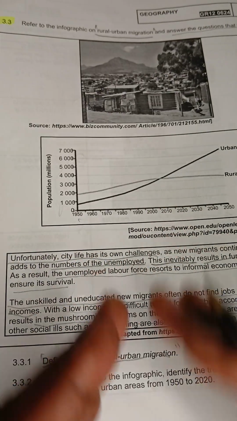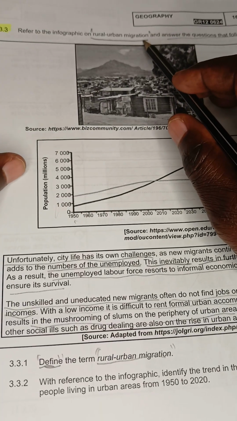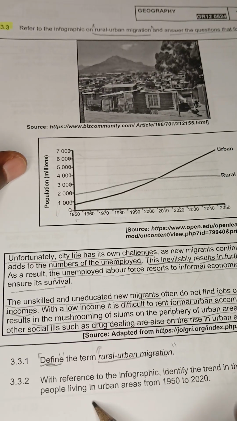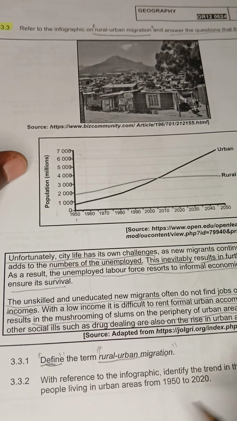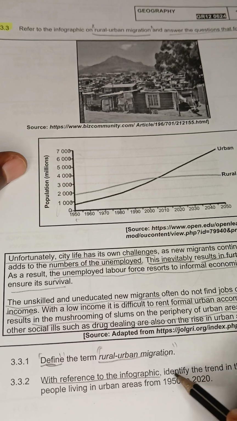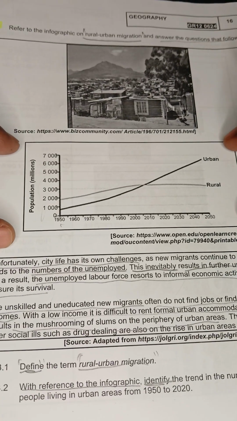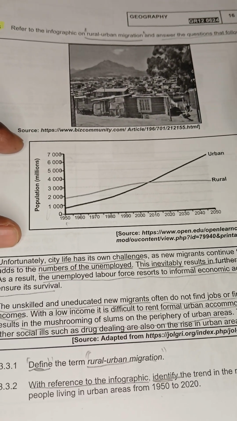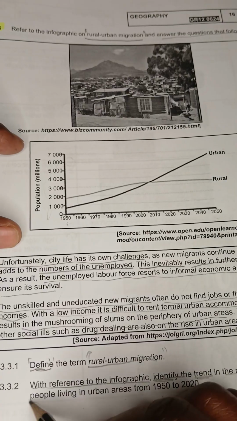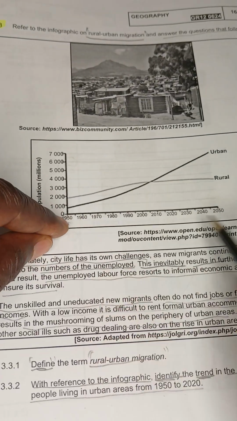Okay. So already now that you've gone through this, you know that the questions you're going to be asked are related to the concept. That's the concept that is being assessed. With reference to the infographic, identify the trend in the number of people living in the urban areas from 1950 to 2020. So you are given here the point of reference. Use the infographic. You identify, was there an increase or a decrease? The trend is just a change in the number of people living in the urban areas from 1950 to 2020.